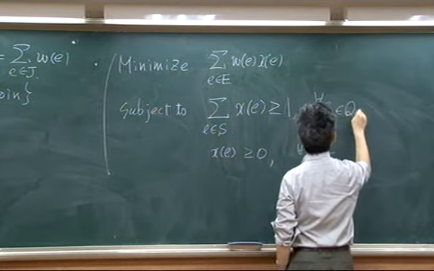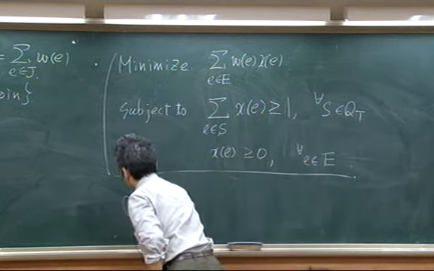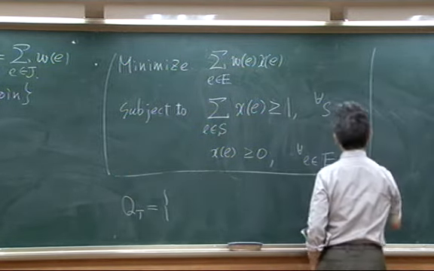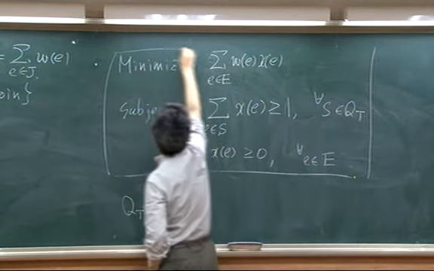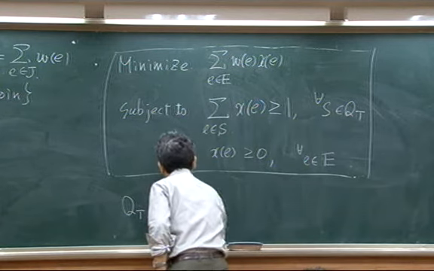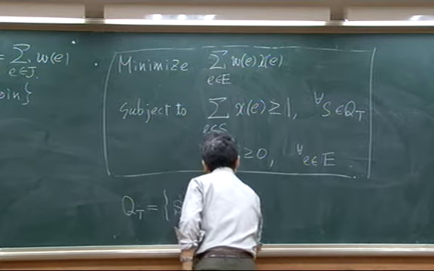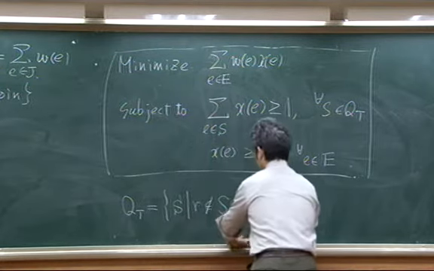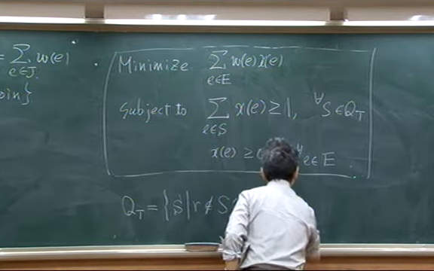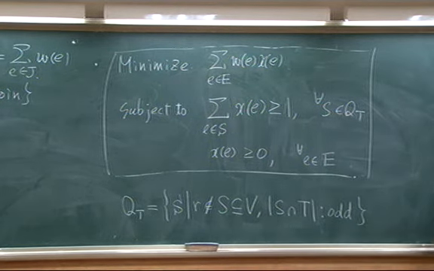S in Q of T, and still I miss some notation. Q of T, what is Q of T? Now, let me define Q of T. It is a set S of, okay, R, where the intersection of S and T is odd. Okay, this is the notation.